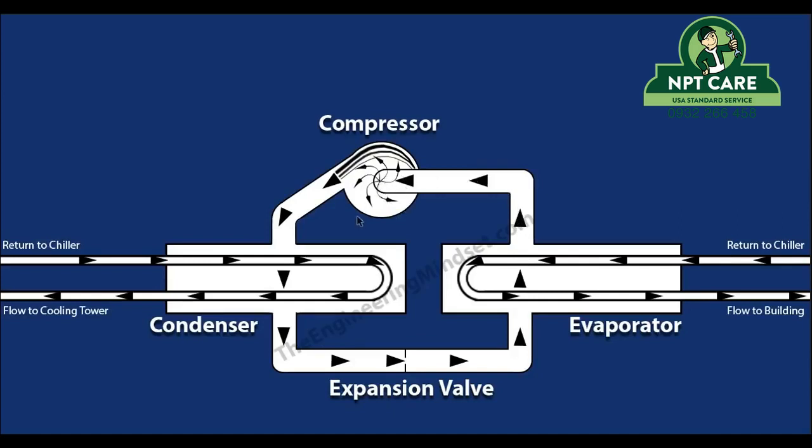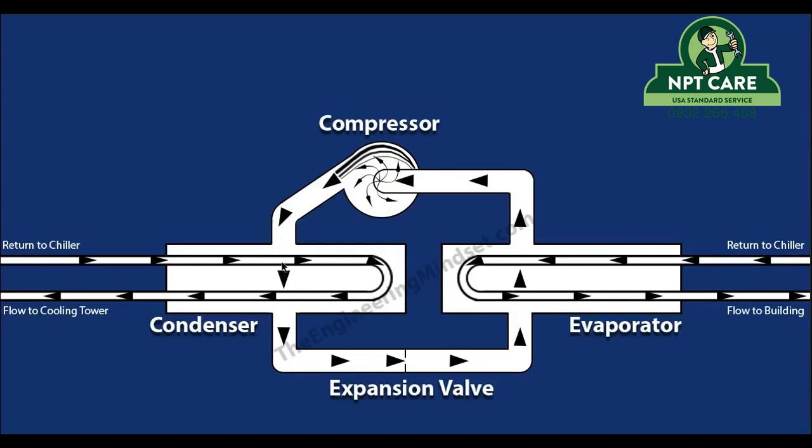The compressor is located up on the top here, usually always above the chiller, and that is the driving force of the refrigerant. That is pushing, it's creating static pressure here, and it's pushing that refrigerant around the circuit. That refrigerant enters into the condenser.